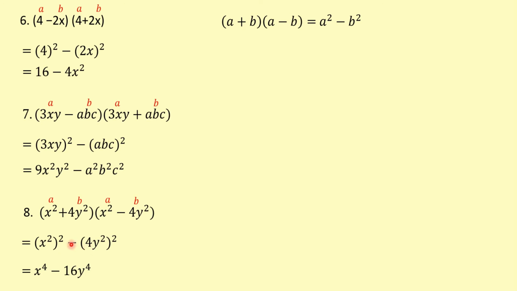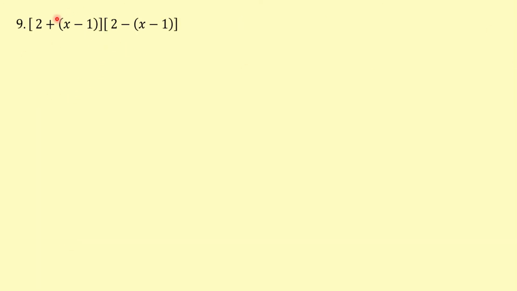Okay. So for number 9, meron tayo dito 2 plus the quantity x minus 1 times 2 minus the quantity x minus 1. So, ang gagawin lang natin dito is, igugrupo natin tong x minus 1 as one term. So, ito, yung magiging a natin dito is yung 2. Then, yung magiging b naman natin is yung x minus 1. So, pwede natin ulit i-apply dito yung sum and difference of two squares. Okay? Kasi equal yung ating a, ating b is equal din. So, i-apply natin tong formula.